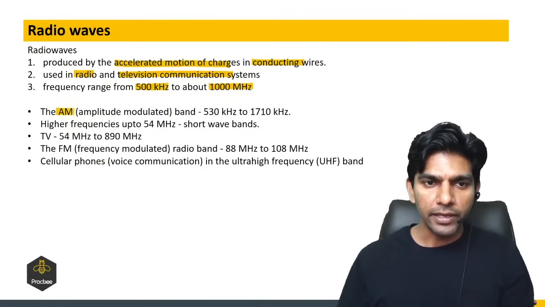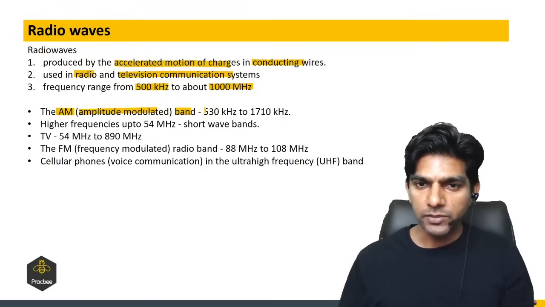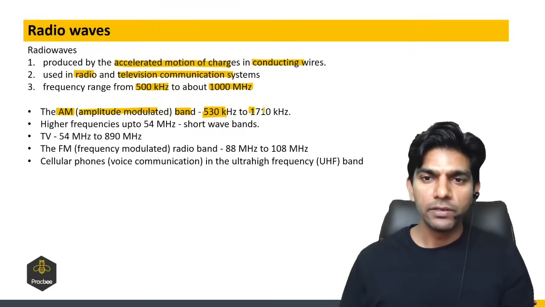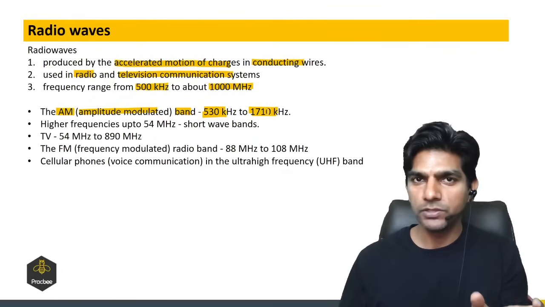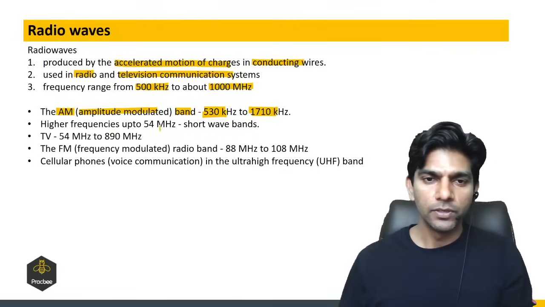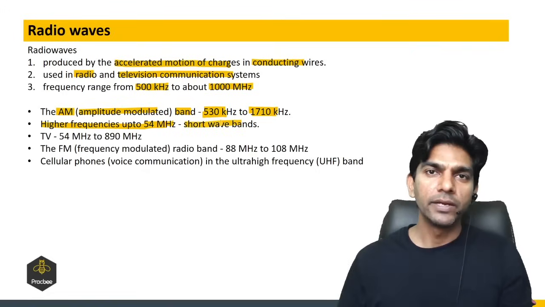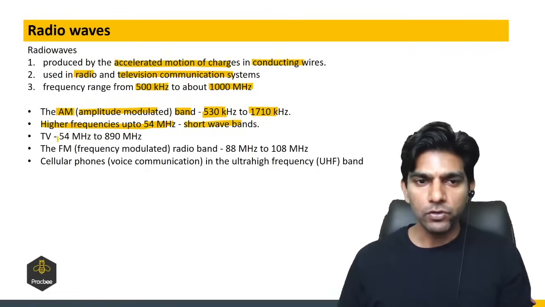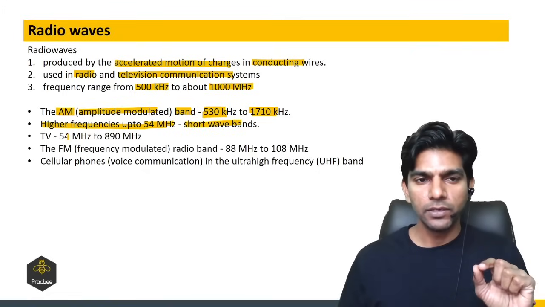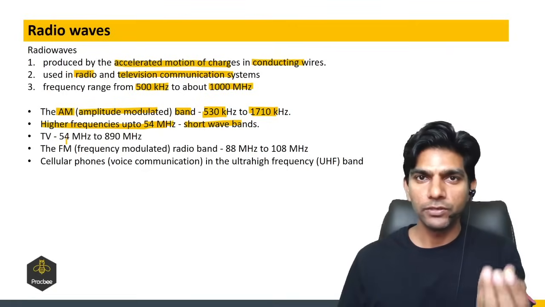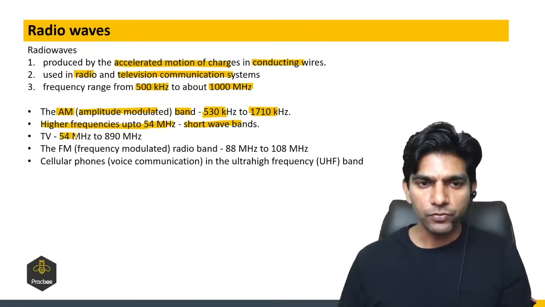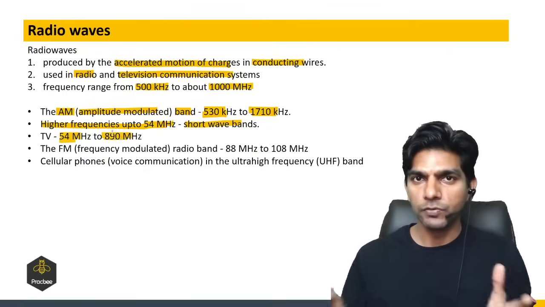First we have the AM band, amplitude modulated band, and it lies between 530 kilohertz to 1710 kilohertz. Do remember this, because I have seen questions where they have asked about this frequency range. Then we have higher frequencies up to 54 megahertz. These are known as short wave bands. Then for TV communication, we require 54 megahertz to 890 megahertz of frequency range.